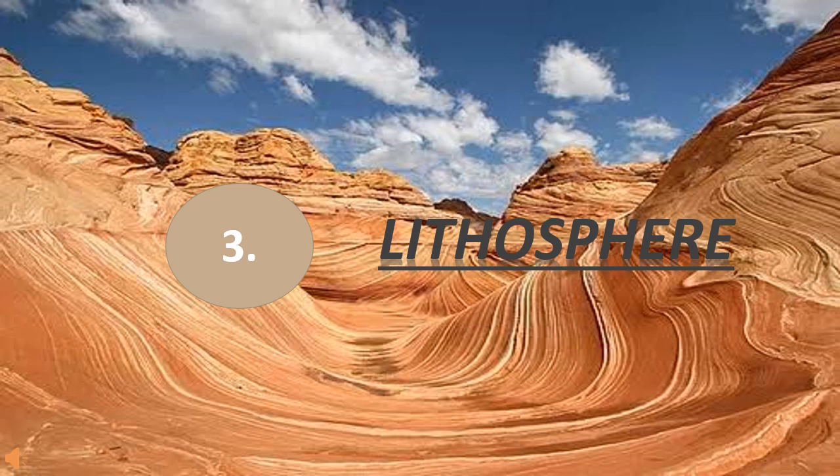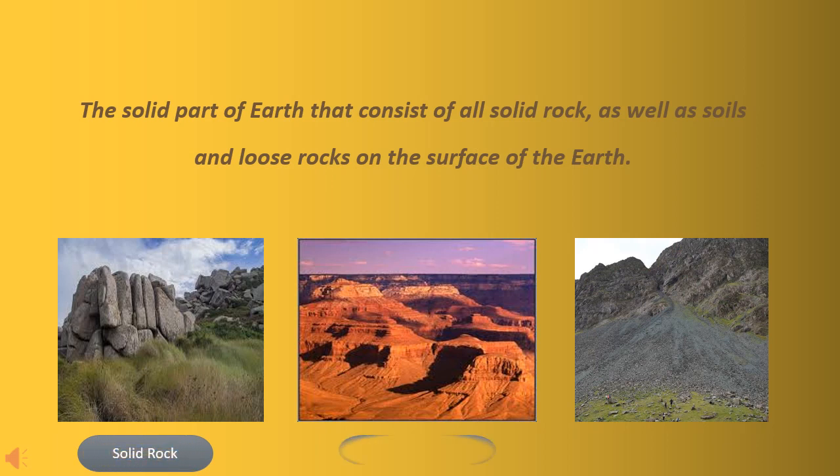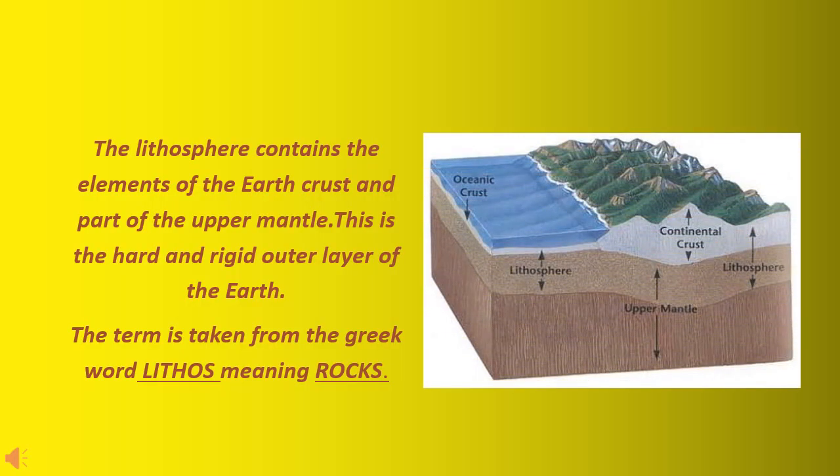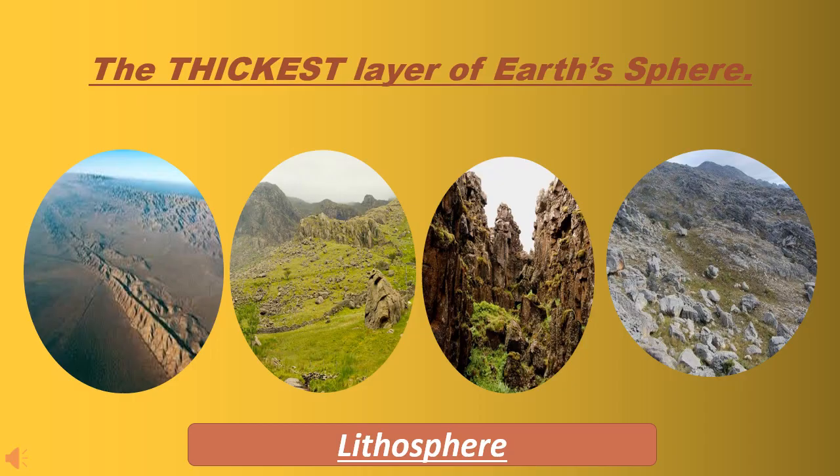Third sphere of the Earth is the lithosphere. The solid part of Earth that consists of all solid rock as well as soils and loose rocks on the surface of the Earth. The lithosphere contains the elements of the Earth's crust and part of the upper mantle. This is the hard and rigid outer layer of the Earth. The term is taken from the Greek word lithos, meaning rocks. The thickest layer of the Earth's sphere, the lithosphere.